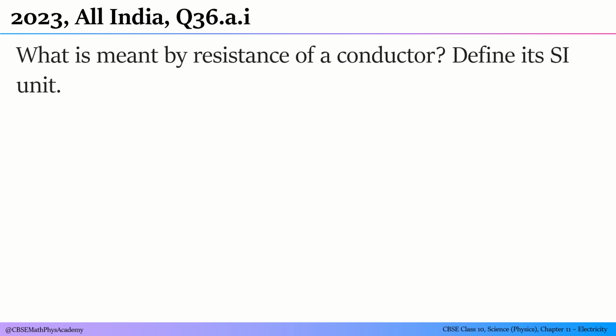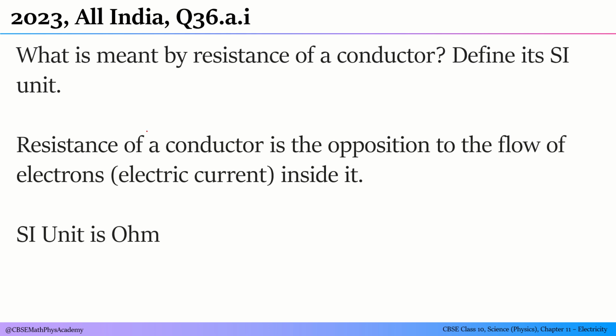The next question is, what is meant by resistance of a conductor? Define it in SI units. Resistance is something which opposes the flow of current. So the resistance of a conductor is the opposition to the flow of electrons or electric current inside it. The SI unit is ohms.